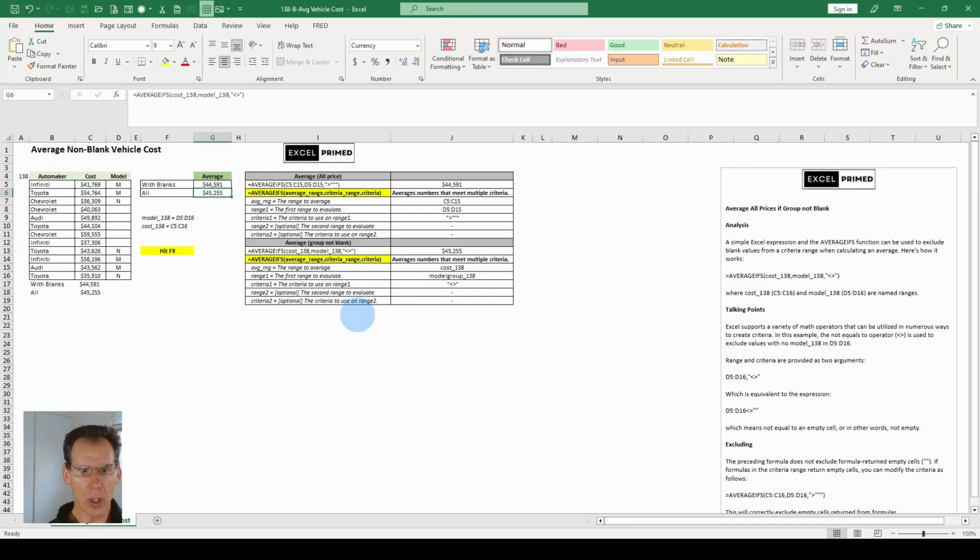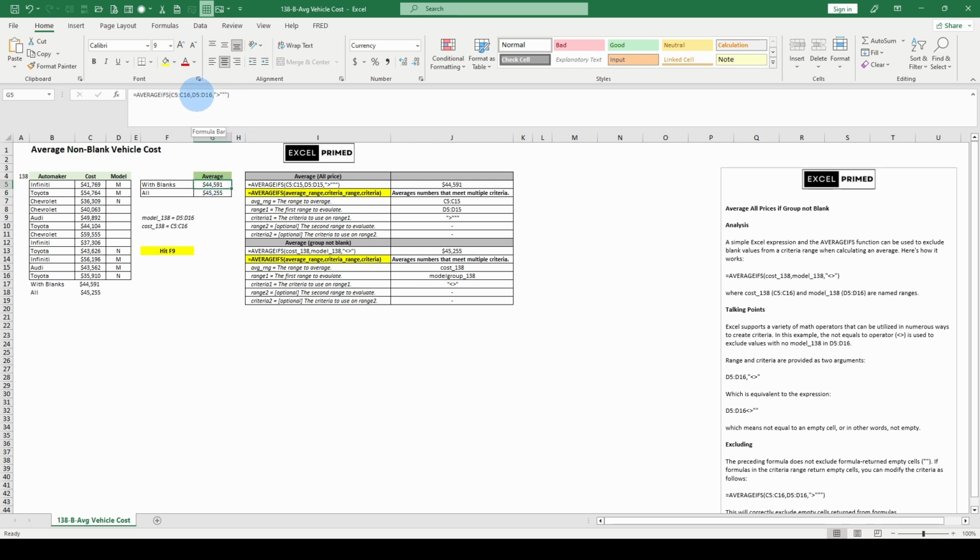In this lesson, we're going to work with non-blank information or blank information. We're looking at averages. The details are here. The catch here is some operator information. What do I mean by operator information? We're going to have a greater than and less than operator. Okay, what does that mean?